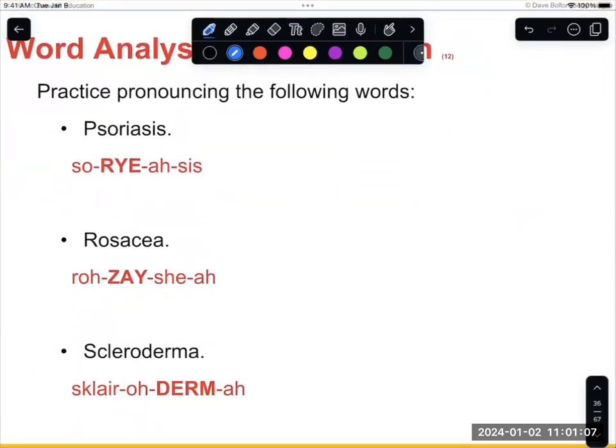So let's work on pronouncing. Psoriasis. Rosacea. Scleroderma.